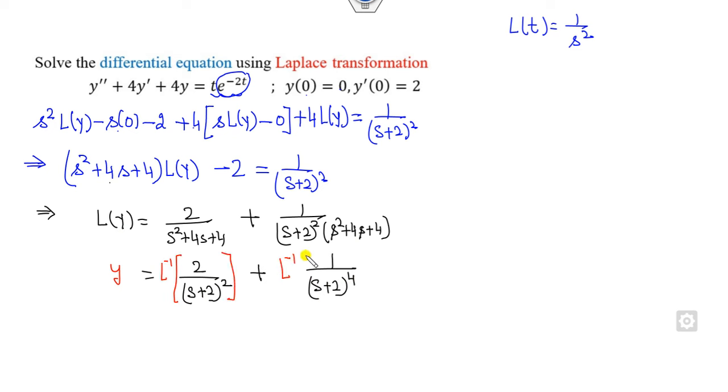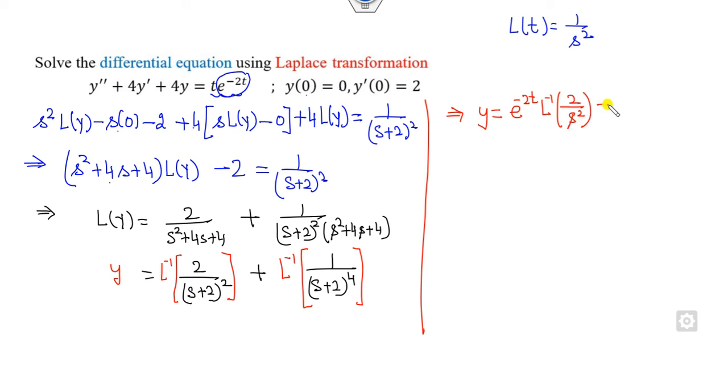L inverse of this, L inverse of this. So what is the value of this? I can apply the shifting first theorem: e raised to power minus 2t, L inverse of 2 over s square plus, again applying the shifting first theorem, minus of this, L inverse 1 over s raised to power 4. Now I can take this 2 outside, so y is equal to twice of this.